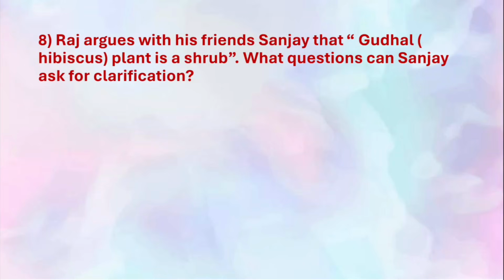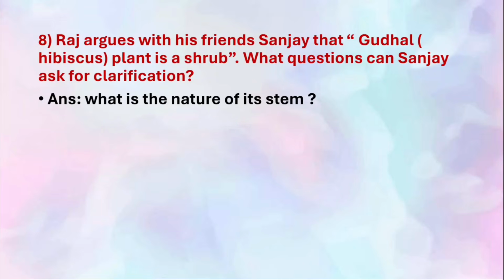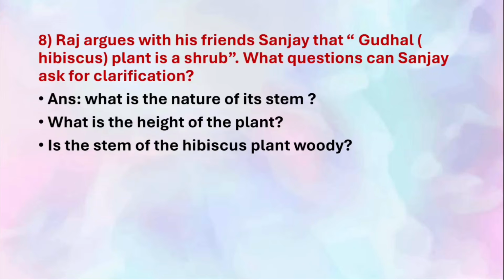Eighth question. Raj argues with his friend Sanjay that Gudhal, that means the hibiscus plant, is a shrub. What questions can Sanjay ask for clarification? Answer: What is the nature of its stem? What is the height of the plant? Is the stem of the hibiscus plant woody?